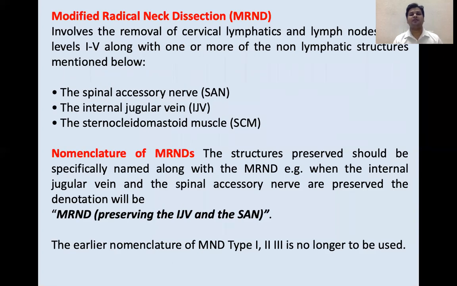What is modified radical neck dissection? In a modified radical neck dissection, removal of the same lymph nodes 1 to 5 along with preservation of one or more of the non-lymphatic structures. These are 3: spinal accessory nerve, internal jugular vein, and the sternocleidomastoid muscle. The nomenclature, as you have to write, MRND, that is modified radical neck dissection with preservation of internal jugular vein and spinal accessory nerve. In an older time, we used MRND type 1, 2, and 3. That is very confusing. Type 1 means you preserve the spinal accessory, in 2 you preserve the internal jugular, in 3 you preserve the sternocleidomastoid. Nowadays this is eradicated and in the new system, that is MRND, the structures you want to preserve should be mentioned in brackets.